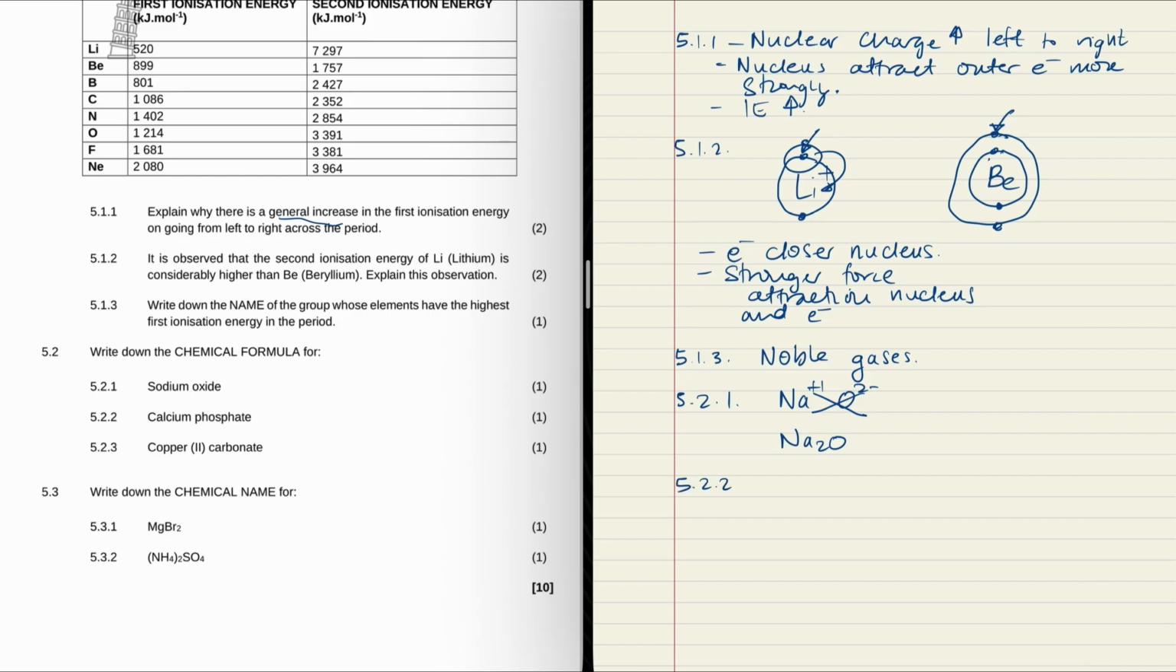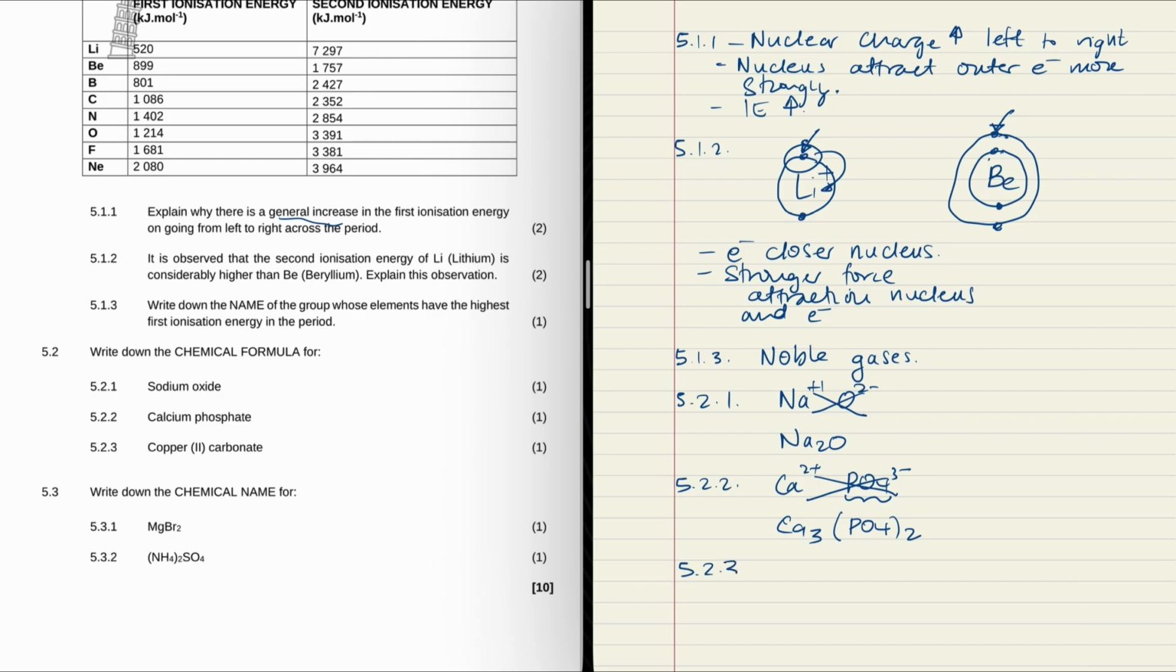Question 5.2.2, calcium phosphate. So calcium is Ca2+, phosphate is PO4 3-. They do not cancel, so I need to switch again. So Ca, and there's going to be a 3 here. Now phosphate is a polyatomic ion, so I should use a bracket. So PO4 and then bring the 2 down, there's the 2.